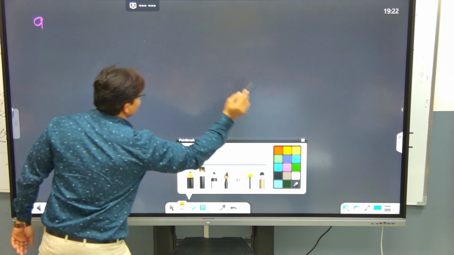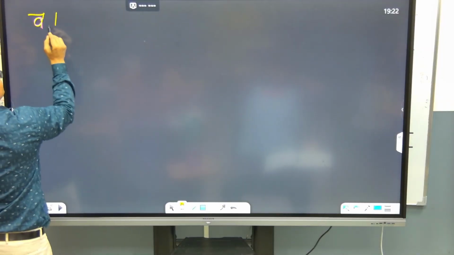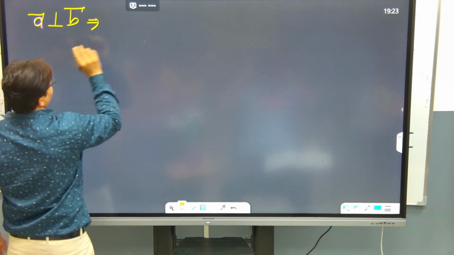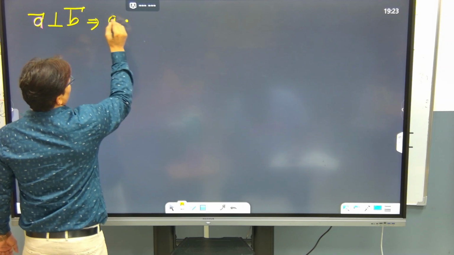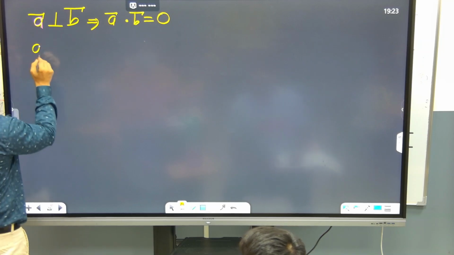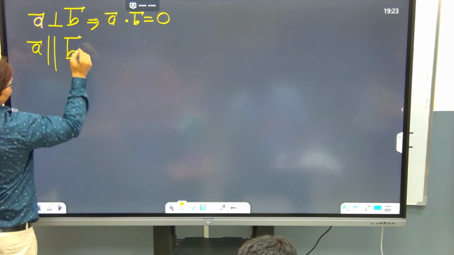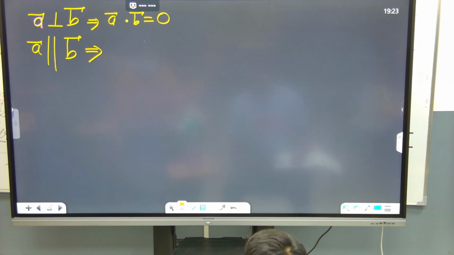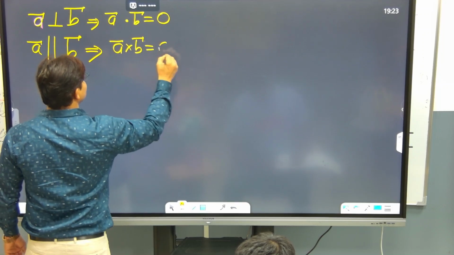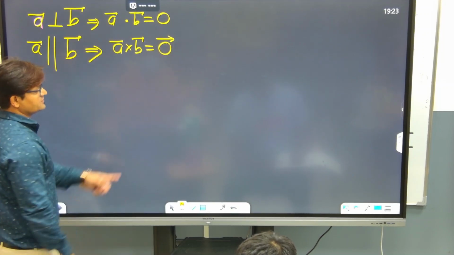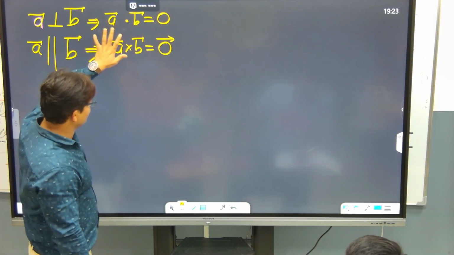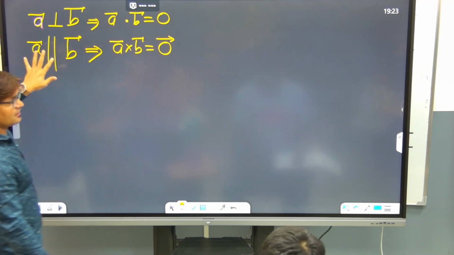Before starting lines again, if two vectors, two lines or two planes are perpendicular, a vector perpendicular to b vector, then their dot product should always be 0: a dot b equals 0 due to cos 90. But if we have a vector parallel to b vector, then their cross product, a cross b, equals the 0 vector, because it is a vector quantity. Always remember, for dot it is a scalar, so 0 is okay. A cross b equals 0, where a and b are non-zero vectors.